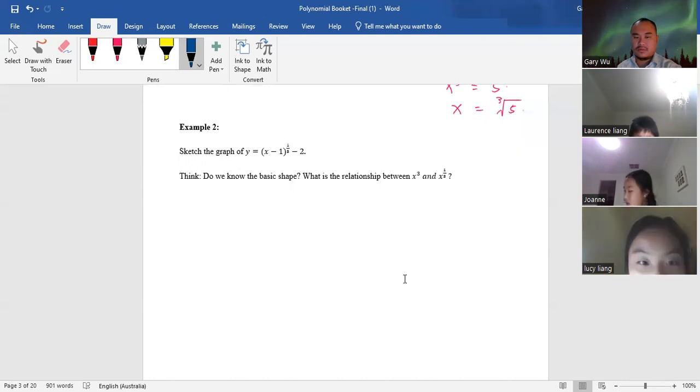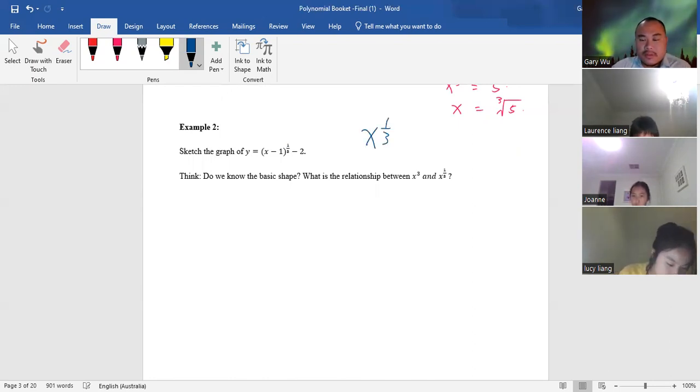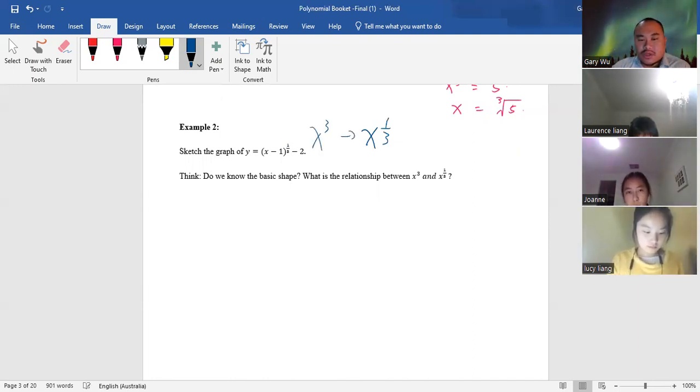It becomes the 1/3. Yeah, in English. The power? The power turns to 1/3, from 2/3. 2/3 now becomes 1/3. Okay. Do we know any basic shape of this one? We haven't learned it, right? Okay. So this one and this one, do we know the relationship between them?